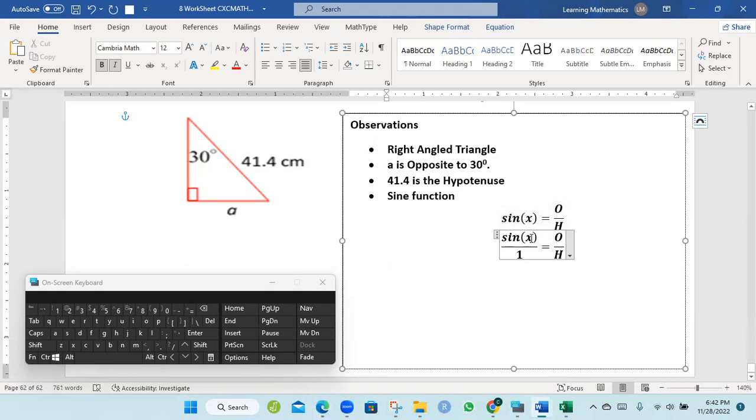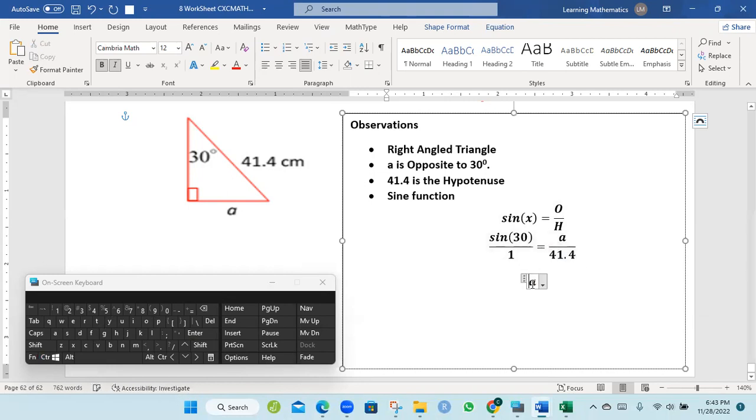You are dealing with two fractions because the right side will always be a fraction. So the angle is 30 degrees. We put 30 here. The opposite side is A, the letter A. And the hypotenuse h is 41.4. So we're going to cross multiply and divide before we solve for A. We always divide by the number diagonally away from the letter. So we must divide by 1. Okay, so we're solving for A, so we have to divide by 1. Always divide by the number diagonally away from the letter.